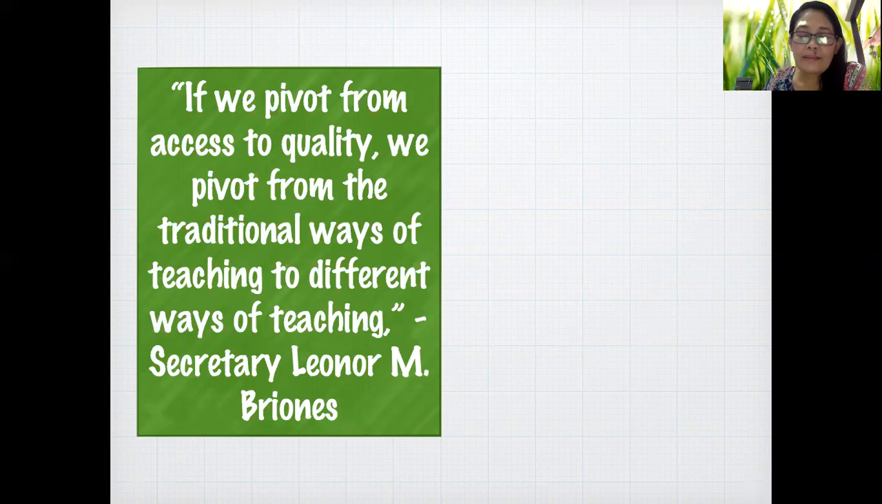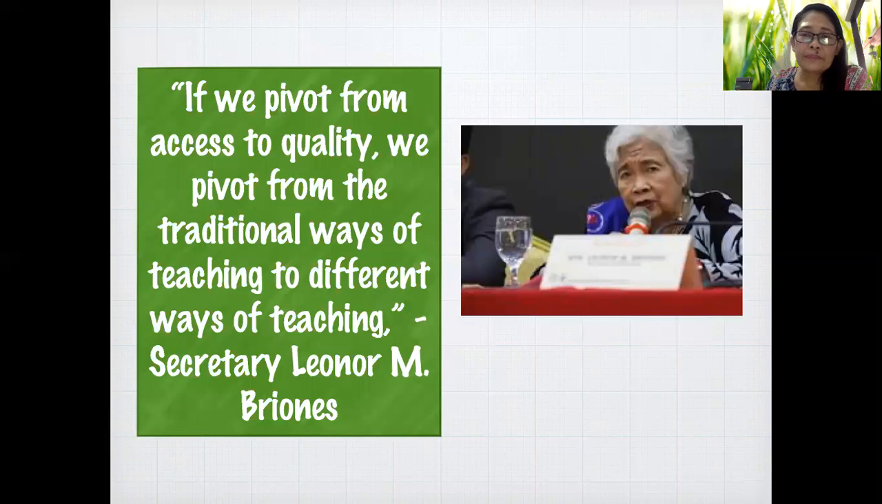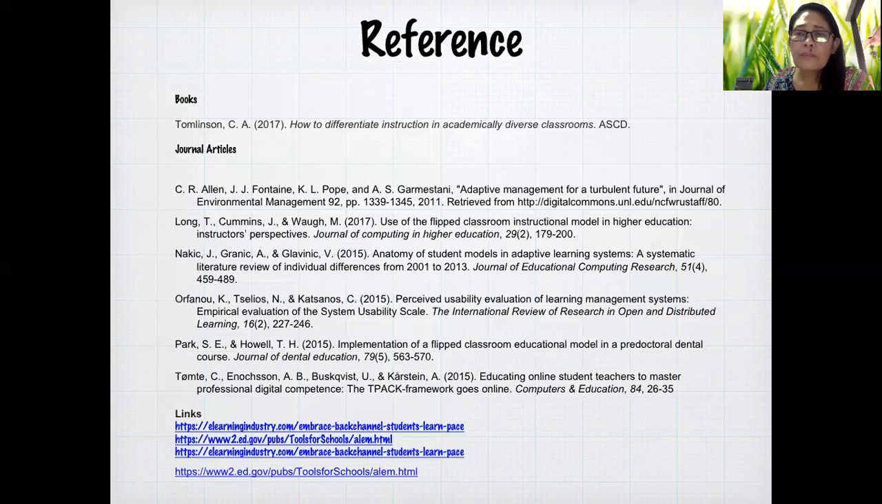As I end my presentation, I would like to quote our Secretary of Education, who says that if we pivot from access to quality, we pivot from the traditional ways of teaching to different ways of teaching. That is from our Secretary Leonor M. Briones. So, hoping that you have somehow a glimpse or take-out from this presentation.